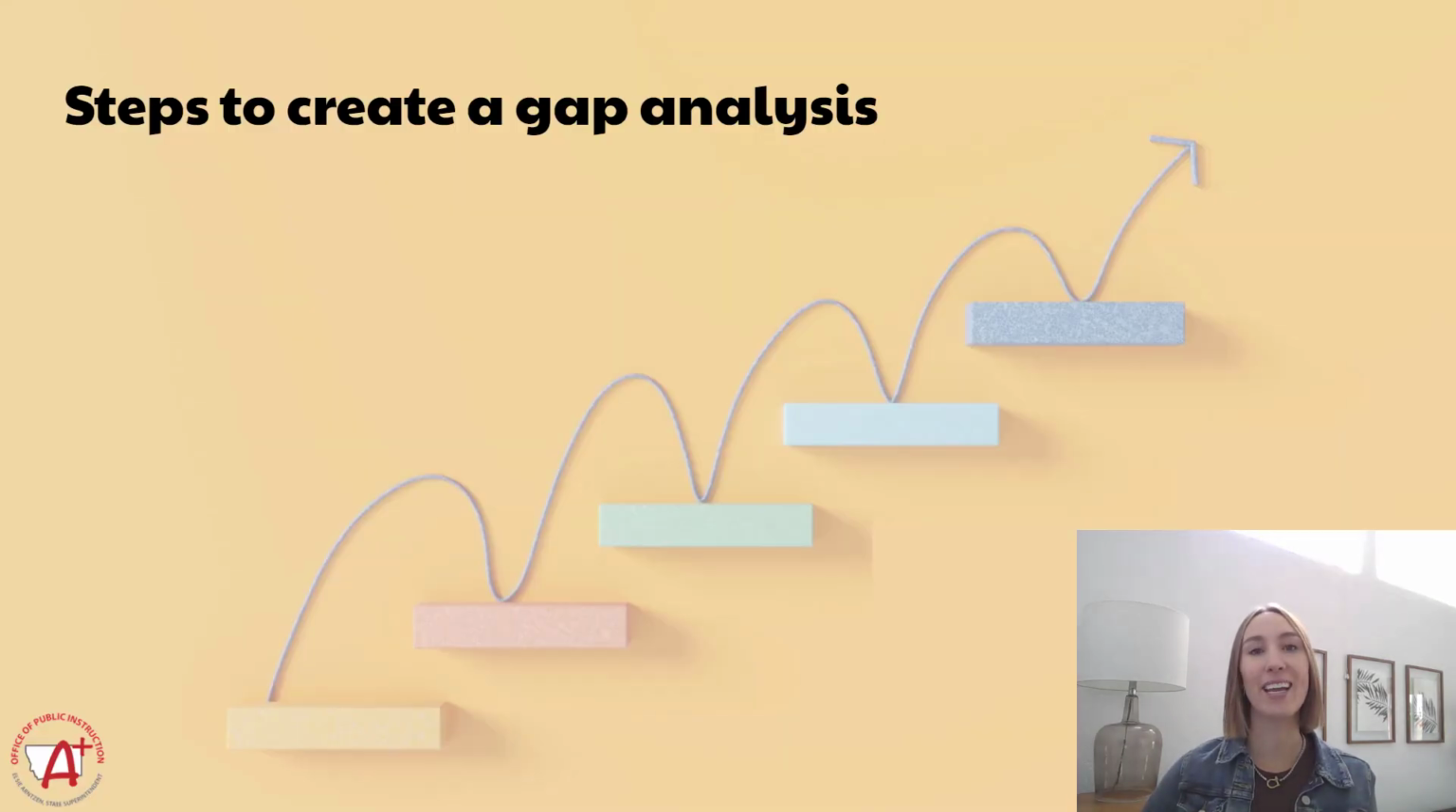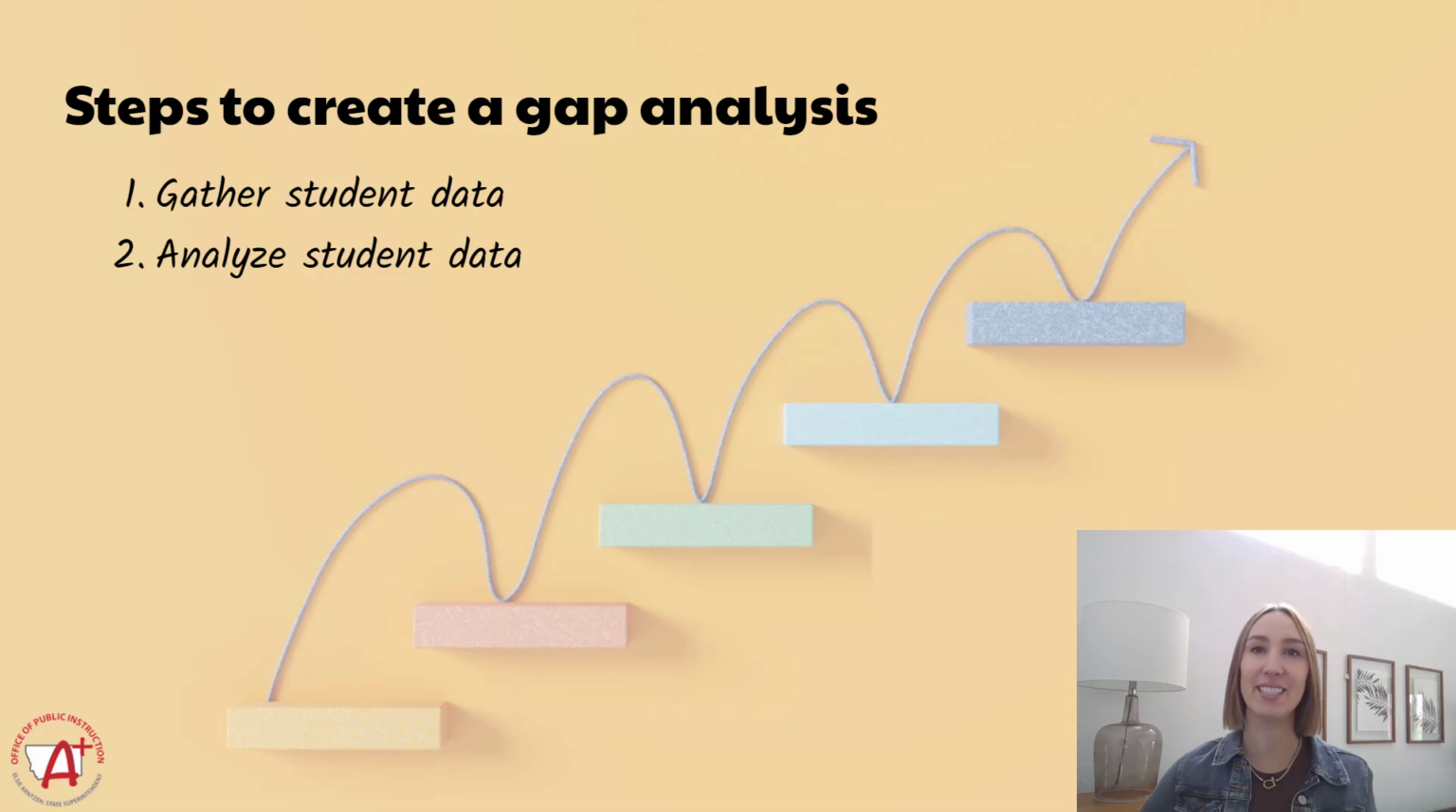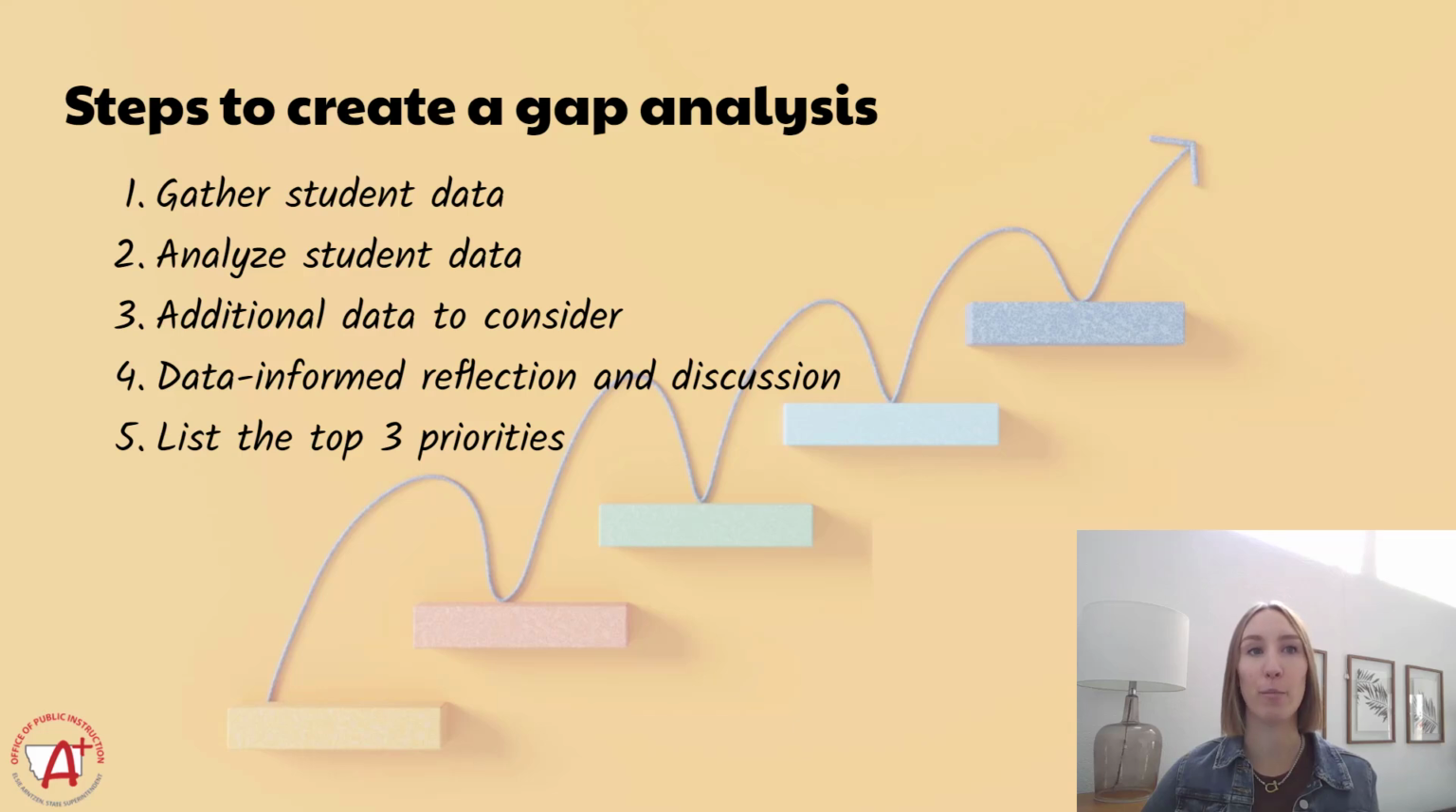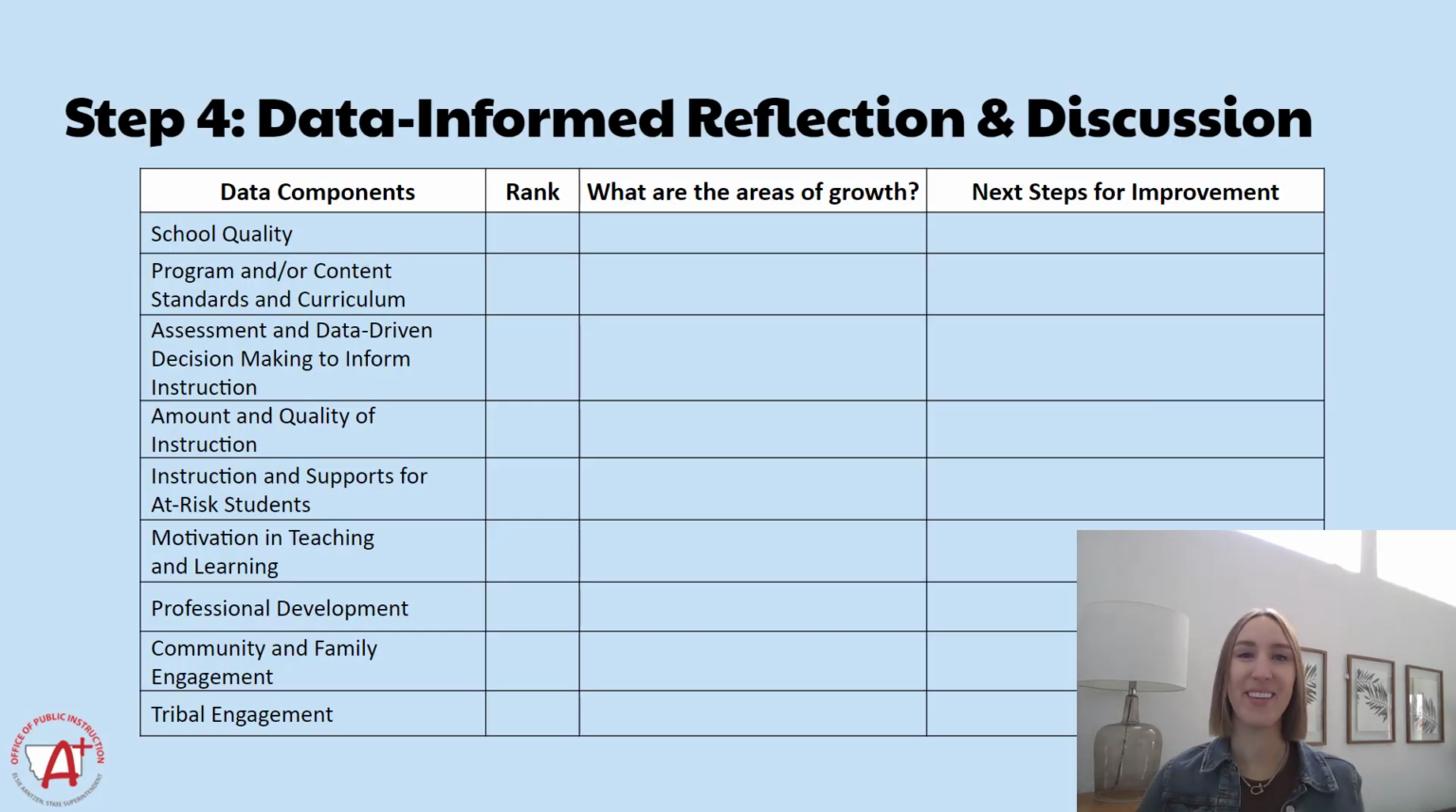In the first video, I covered an overview of the gap analysis and gathering and analyzing student data and other relevant data that may affect academic achievement. In this video, we're going to cover data-informed reflection and look at a framework to collaboratively identify your school's top 3 priorities. The next step in the process focuses on the data components listed in this table, which are aligned with OPI's Comprehensive Needs Assessment, or CNA.